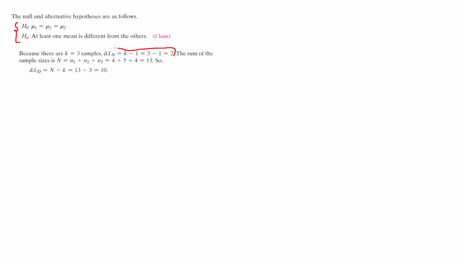So the null and alternative hypotheses are as follows. Null hypothesis says, hey, the mean time for all of these populations for these categories are the same. The alternative hypothesis, at least one mean is different from the others, and this is your claim. Because there are k equals 3 samples, degrees of freedom of the numerator is k minus 1, or 2.